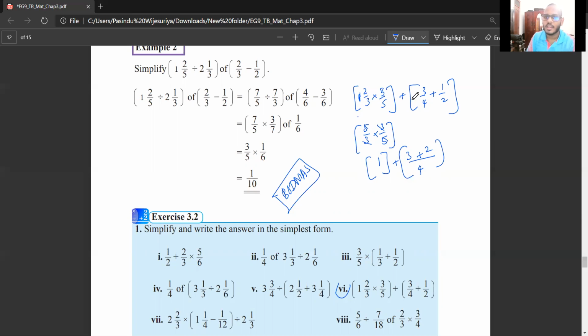So here you can't add. You don't add it yet. You have to solve the ones inside the brackets.